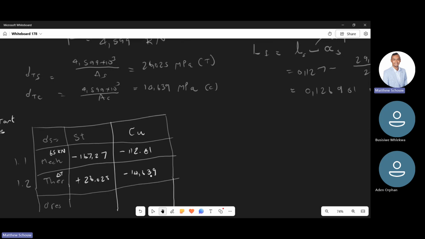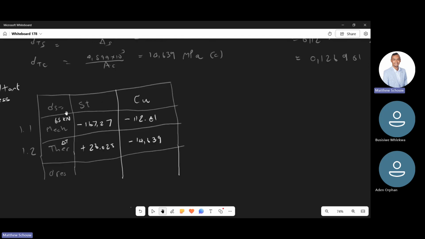You got it now? So don't be confused between the two. The first part was due to the 65 kilonewton load, being compressed. That's the module 2 part. Now the module 3 part is the new thermal part, and the senses are different. All you must do now, colleagues, is add these two up. So the 167 plus that, and add minus 112 minus obviously 14.639. Give me these values at the bottom.